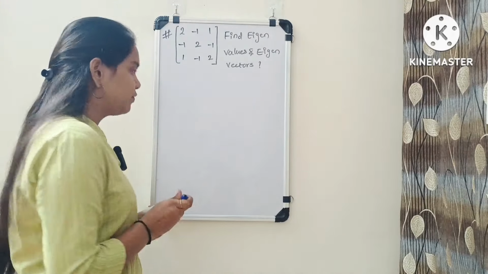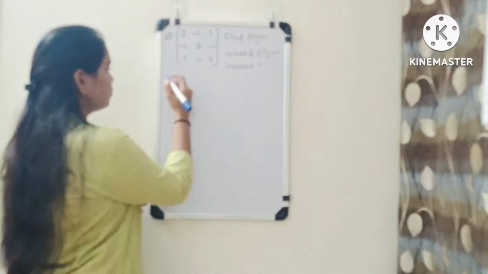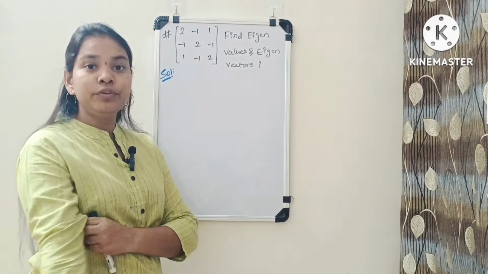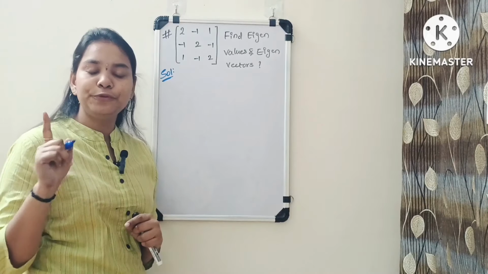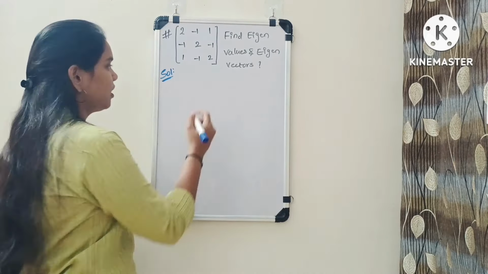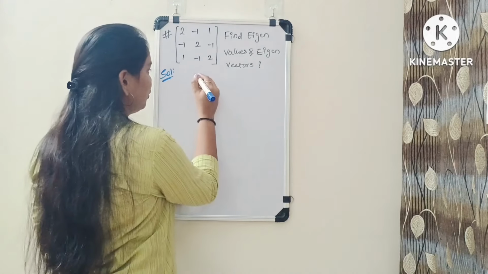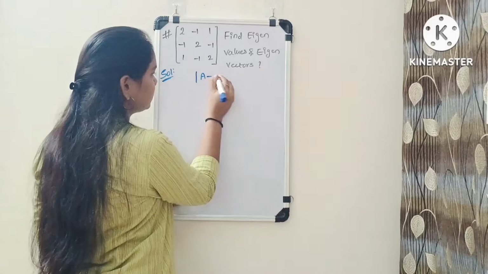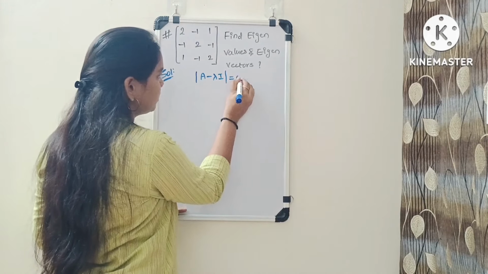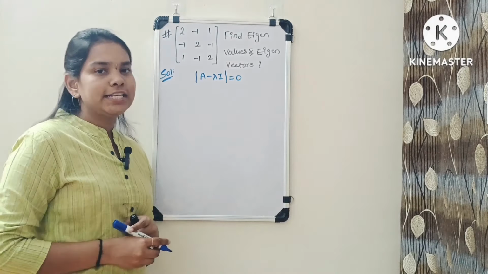Okay, so first we'll see the solution for this. Whenever we want to find the eigenvalues, we have to know one equation. What is that equation? That is the characteristic equation. Characteristic equation is nothing but modulus of A minus lambda into I, which is equal to 0.